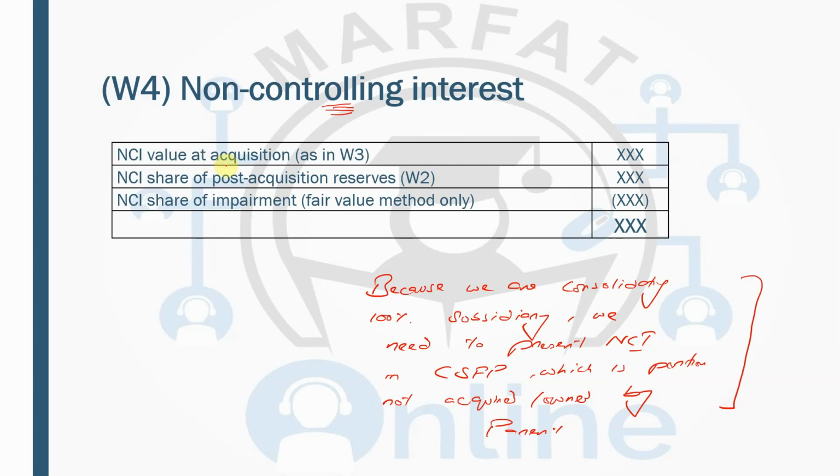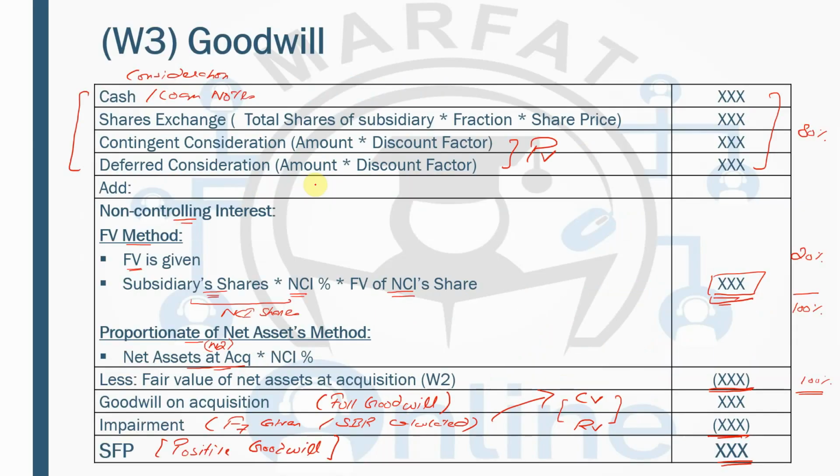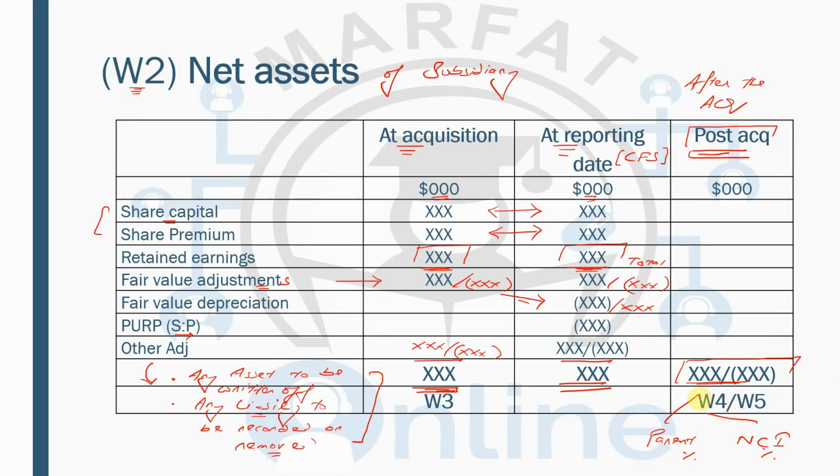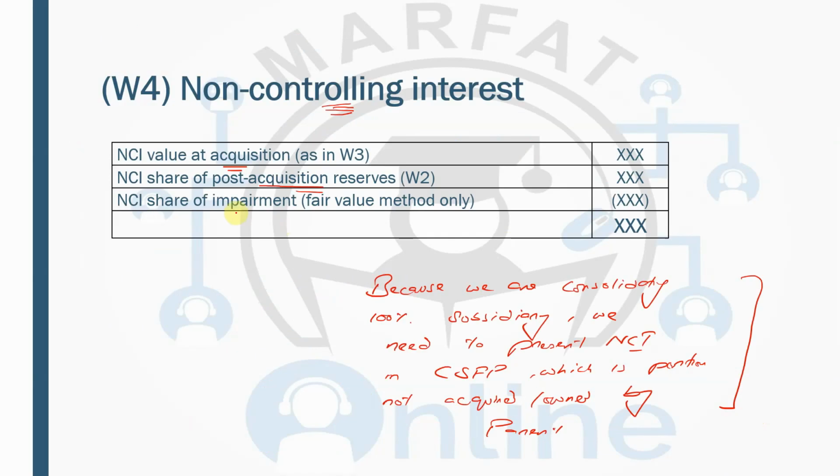You will take the NCI at acquisition, which is the figure coming from working number 3. And then you will have the NCI share of post-acquisition reserves. From working number 2, there will be the post-acquisition amount which will be shared between the parent and the NCI. And then there will be the NCI share of impairment only in the fair value method. We are not going to take the impairment share in the proportionate of net assets method. So this is the NCI which will be presented between equity and liabilities, because this is neither equity nor liabilities. This is the portion which is not owned by the parent.